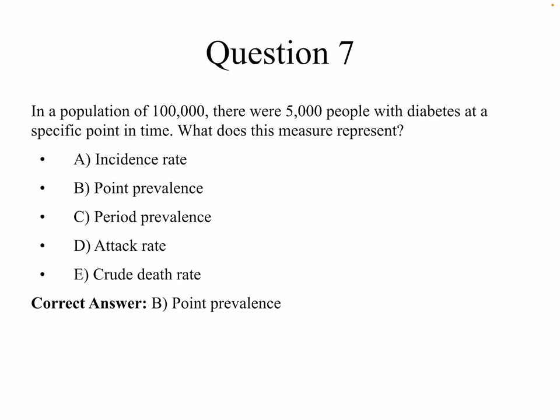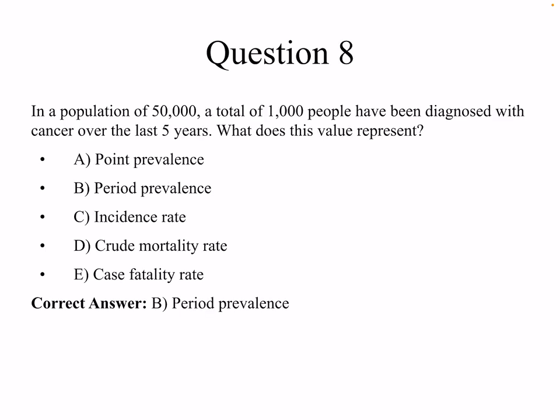Question 7. In a population of 100,000, there were 5,000 people with diabetes at a specific point in time. What does this measure represent? A. Incidence rate. B. Point prevalence. C. Period prevalence. D. Attack rate. E. Crude death rate. Correct answer is B. Point prevalence.